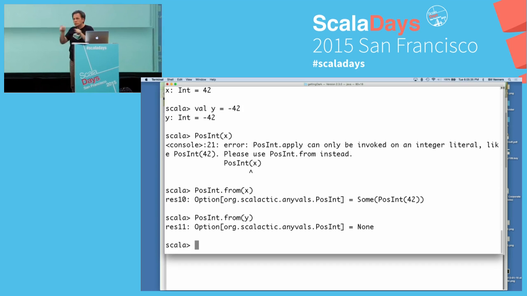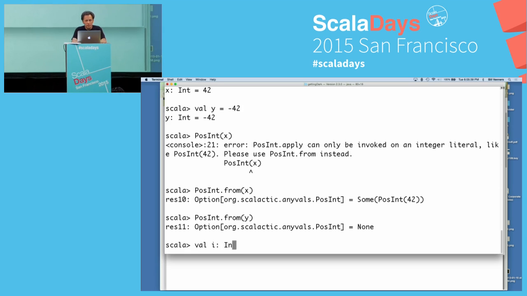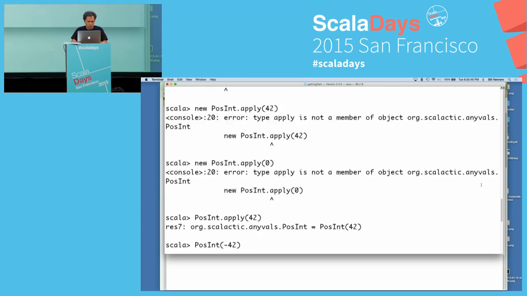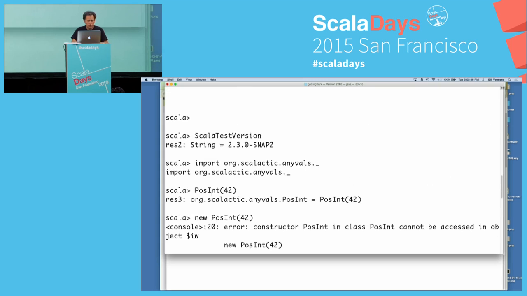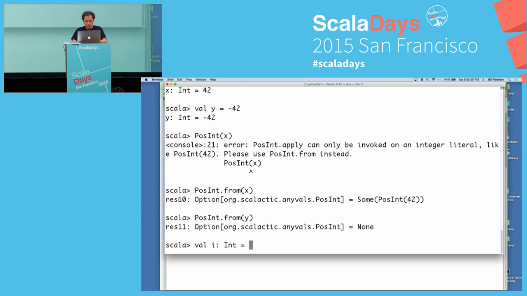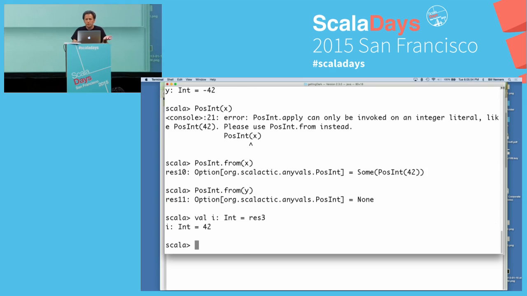There are implicit conversions in both directions. So if I say val i: Int equals, let's say, PosInt(42), which is called res3. So let's say it equals res3. That's actually a PosInt. It will just implicitly convert it to Int because that's a widening conversion. And it's called AnyVals because it's actually an AnyVal, so at runtime it's just an Int. So there's really no boxing overhead, unless you would need to box the Int anyway.